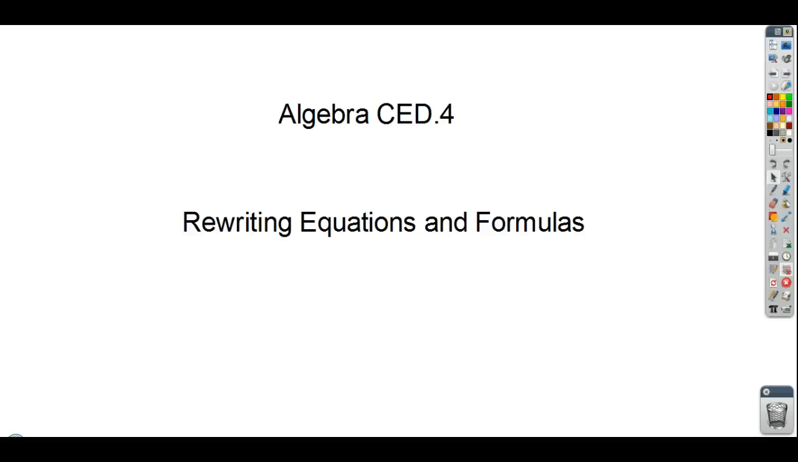Creating equations, standard .4, right? That's the CED for algebra. We're going to do some rewriting of equations and formulas. We're going to rewrite them in a multitude of different ways. So let's get going. Let's try this out.